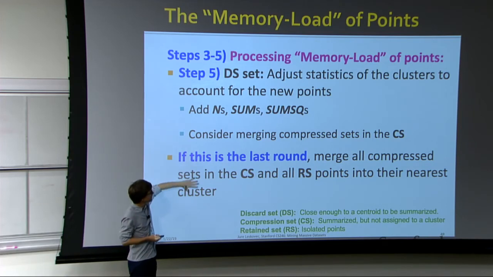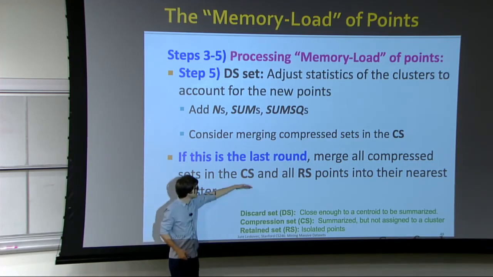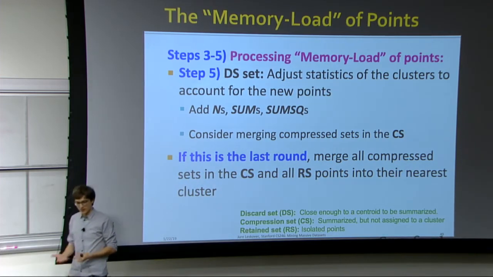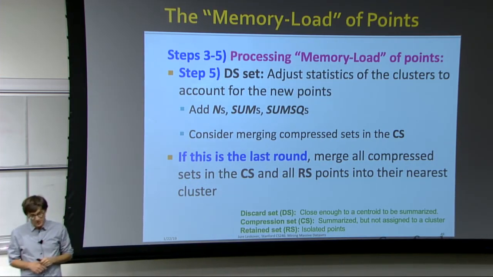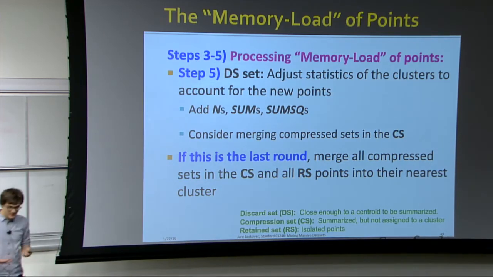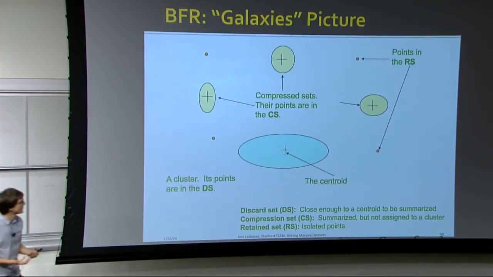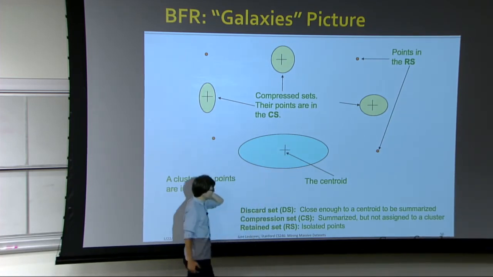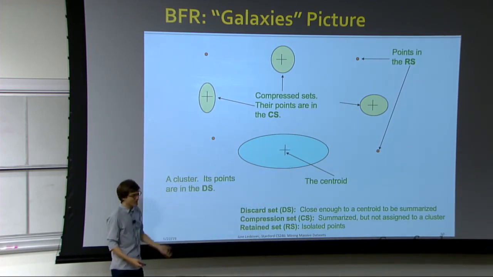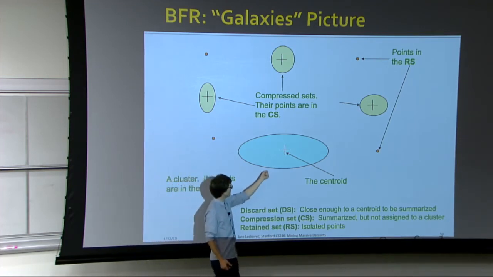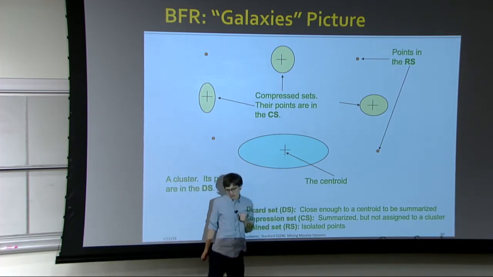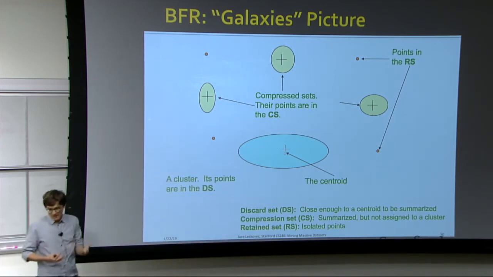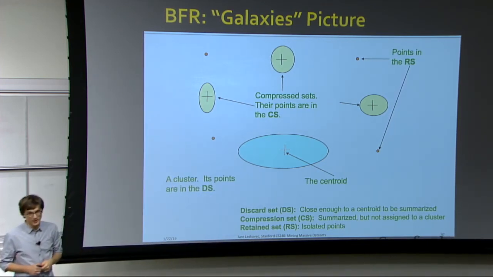And of course, if I'm in the last round, I can decide what to do with the outliers and what to do with compression sets. Do I throw that away or do I proclaim that as a new cluster, right? But this is essentially the idea. I describe every cluster with two vectors and a counter. As new points come, if they are close to the existing cluster, I just assign them. If they are not, I cluster them and summarize them and later decide what to do with them.